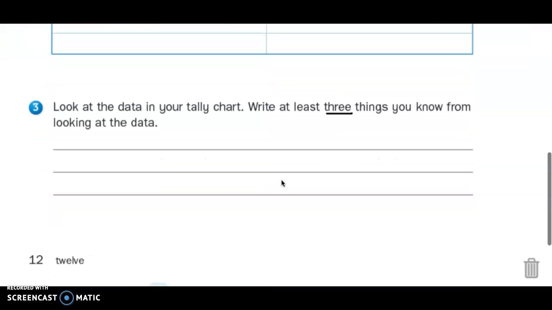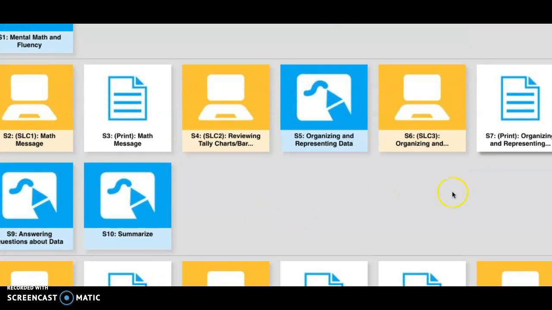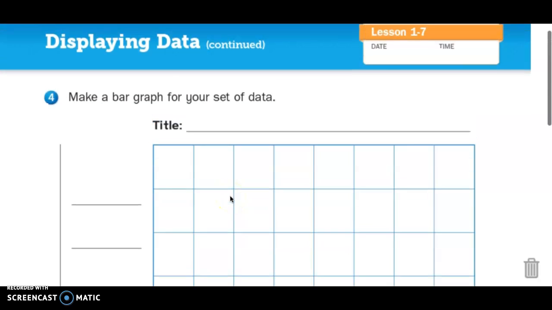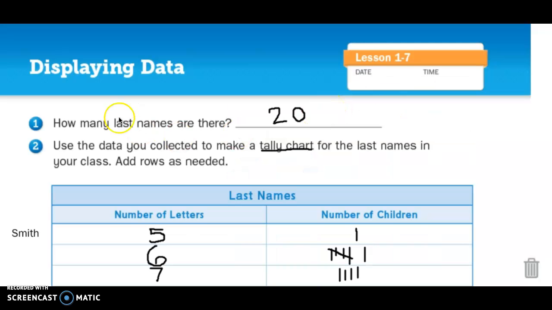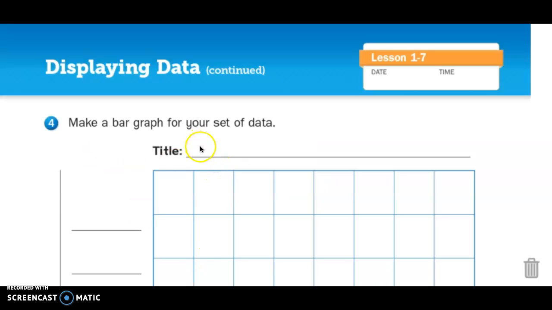All right, now we're going to fill out our own bar graph. So I am going to go to page 13 in our journal page. All right, and here it is, page 13. It says make a bar graph from your set of data. Well, first we need to write our title of our bar graph. What would we write? If we go back to this one, what should we write? Could we label it last names, just like the title of our tally chart is? Let's go ahead and do that.